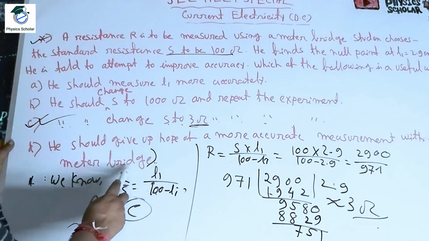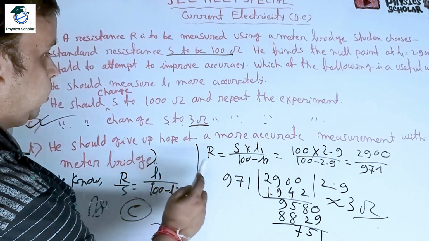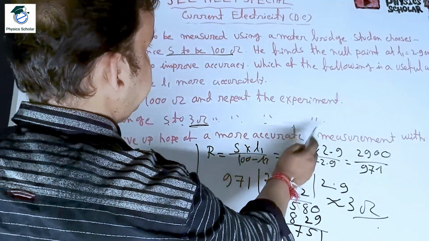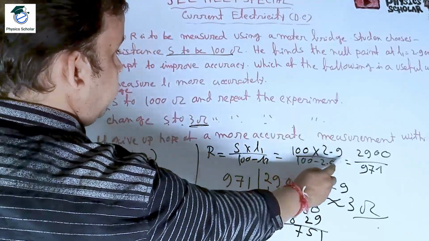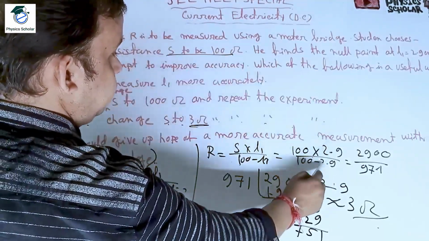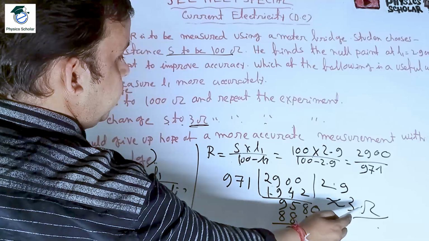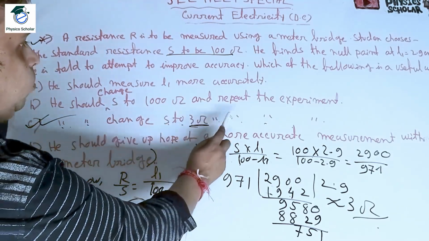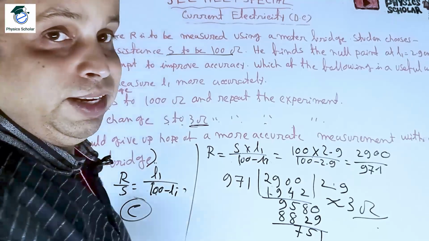So now what we know, R by S is equal to L1 by 100 minus L1, so R is equal to S into L1 by 100 minus L1. Clear? The value of S is 100, it is given. So 2.9 by 100 minus 2.9, it is coming 2.9, almost 3 ohms. So he should change S to 3 ohms and repeat the experiment to get the accurate result.